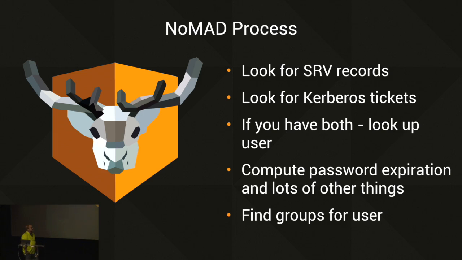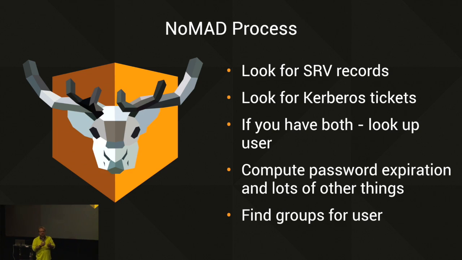So the process that we use is pretty simple and very, very similar to the Active Directory plugin. We look for SRV records for your AD domain. If we don't find those SRV records, we assume you're not on the network and we're never going to be able to contact AD. If we do find them, you're on the network, so great. Look for Kerberos tickets.